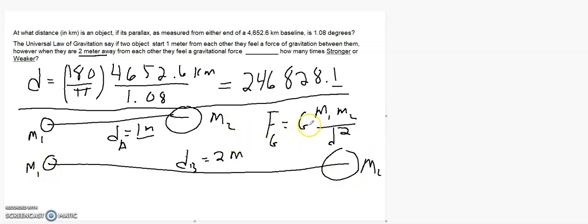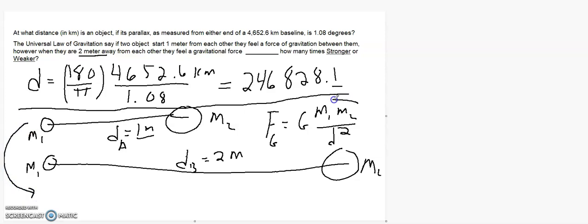And so look, you can actually figure out what the force between them is, and you can compare the two because it's the same masses. The G is exactly the same. So in the first situation, up here, let's write out what the force between them is.